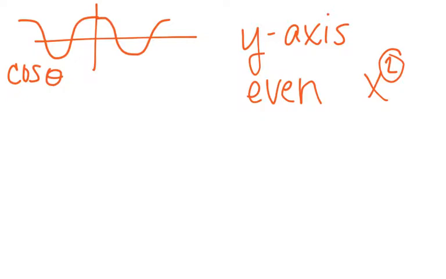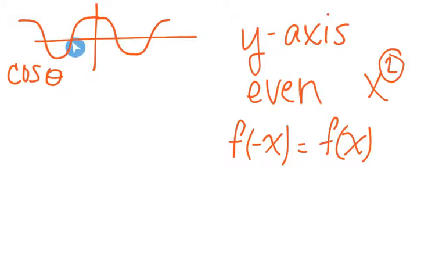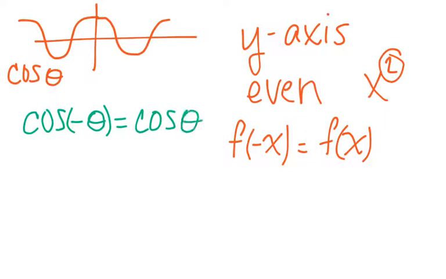So algebraically, in order for a function to be even, we have to have f of negative x equals f of x. So changing the sign of our input doesn't matter. So we can see that whether we go negative pi over 2 or positive pi over 2, our output is still 0. Thus we have cosine of negative theta equals cosine of theta. And in terms of points, we can think of for every x, y, we have to have a negative x, y.